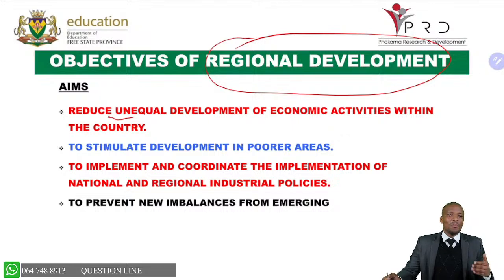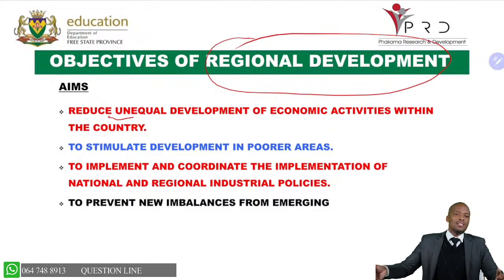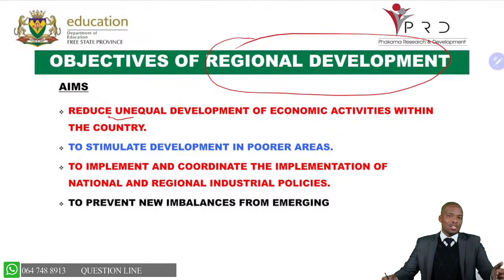We don't want to see a point where in South Africa we still have, say, this place is a rural area and this place is an urban area. There should be equal distribution, region by region. So those are the aims of regional development, grade 12.